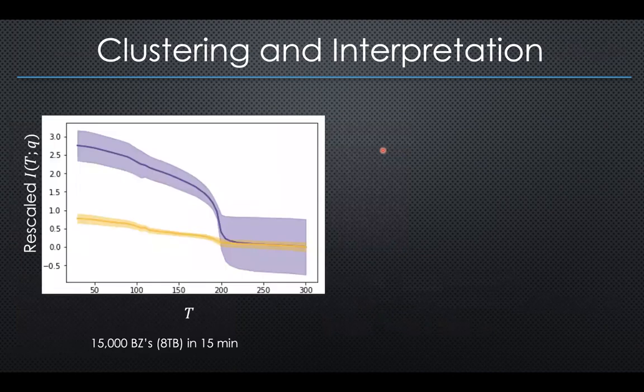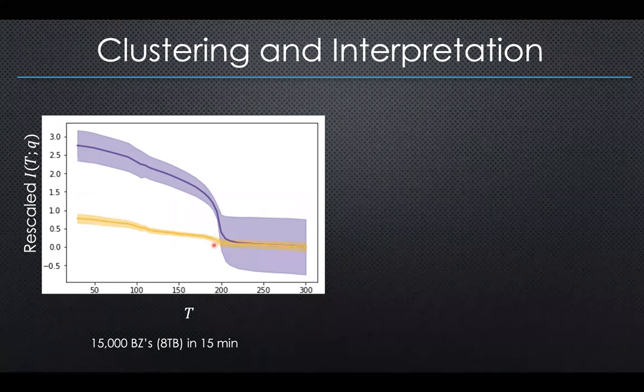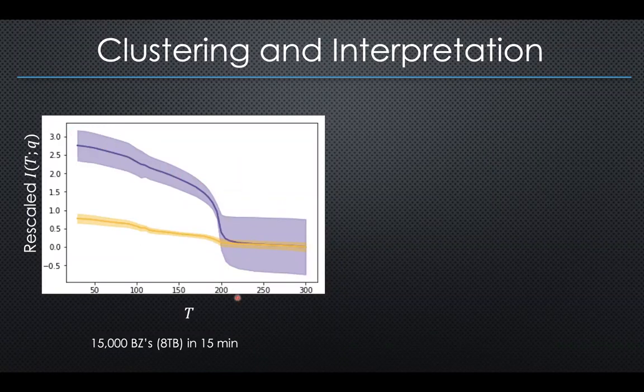So we take this data, 15,000 Brillouin zones, 8 terabytes, and we ran the clustering. One parameter that we set in running the algorithm is just the number of clusters. So we tell the algorithm, let's try two clusters. And this is the result it spits out. This result is the mean temperature series and the variance of the temperature series for two clusters. And it's very simple, very clean looking. And this looks very tantalizingly order parameter looking for a continuous transition right at the right temperature. None of this information was given.